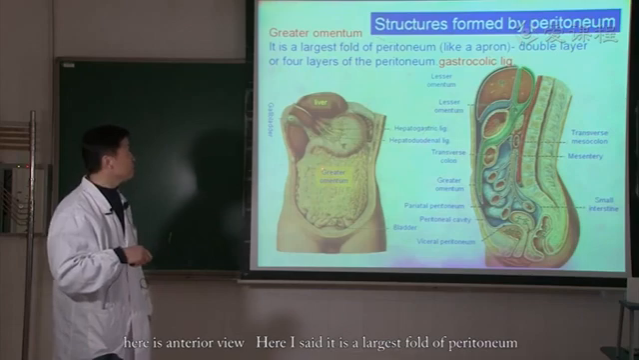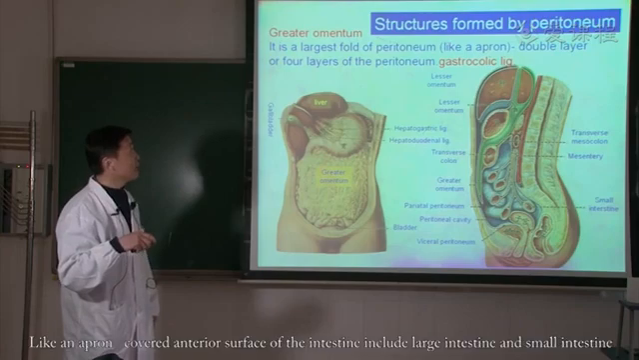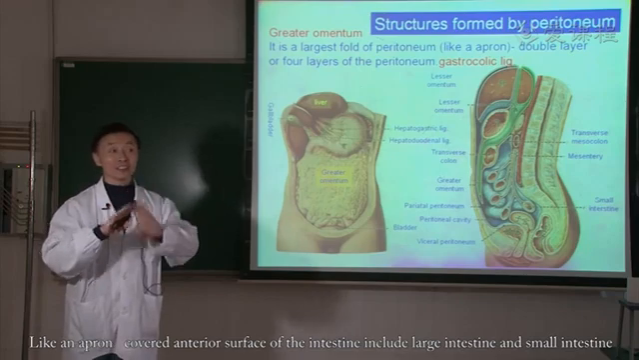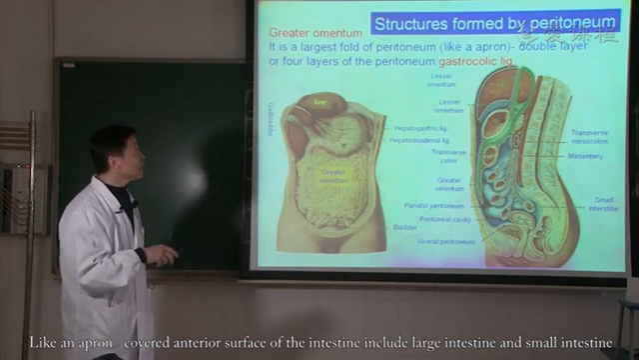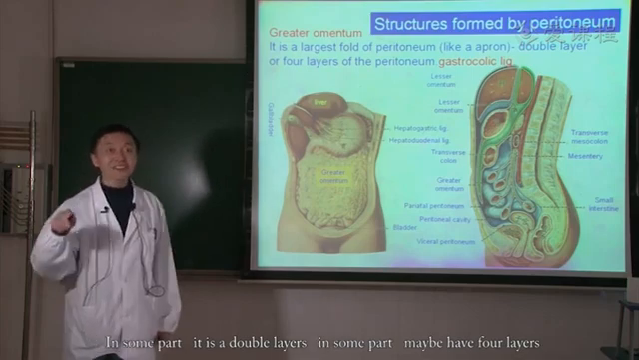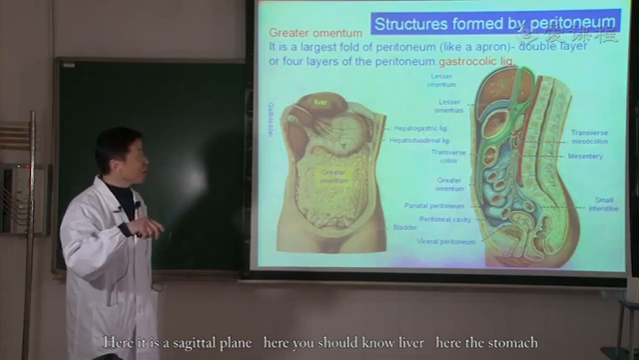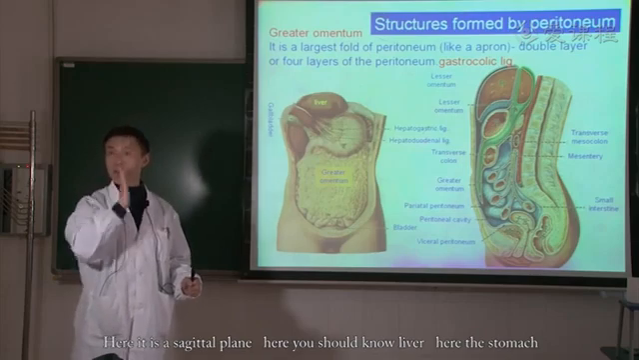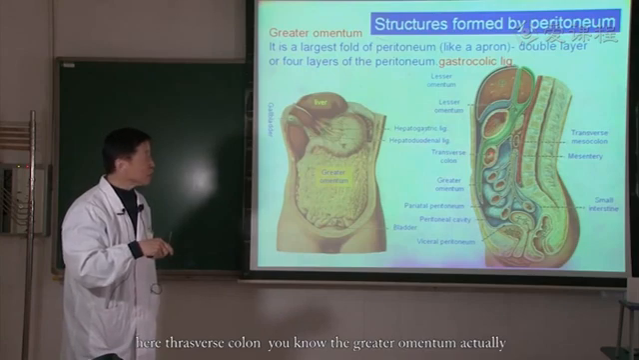Here is the anterior view. Here, I said, is the largest fold of the peritoneum, like an apron, covering the anterior surface of the intestine, including the large intestine and small intestine. In some parts it is a double layer, and in some parts it may have 4 layers. This picture shows a segmental plane. Here you should know the liver, the stomach, and the transverse colon.